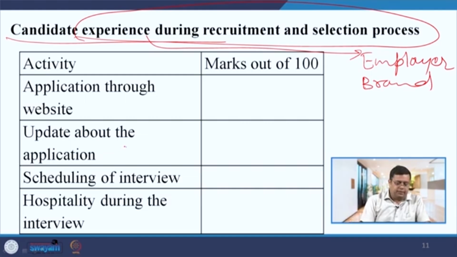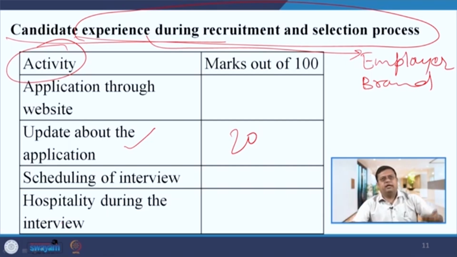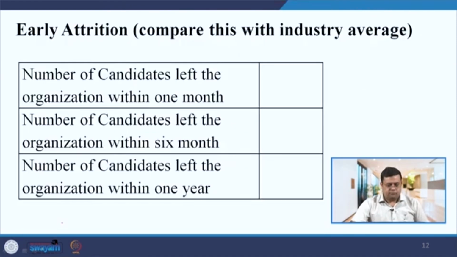For example, update about the application. Whenever the candidate is asking for an update, whether they are getting the relevant information or not, how does that person perceive it, how many marks should be given. Let us assume he gives you only 20 marks. It means you need to change how you are updating the application status. I already said these activities are just examples. According to your organization, you can write the names of all those activities, and after the interview you can take feedback from your candidate.